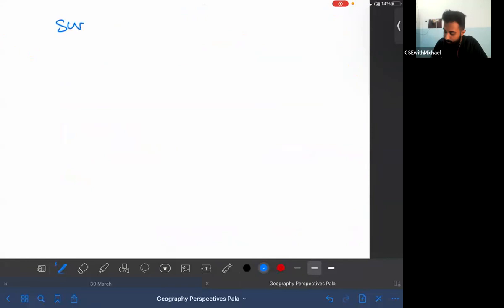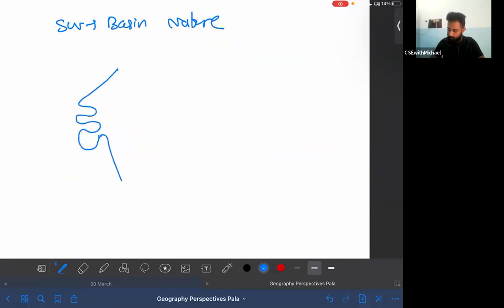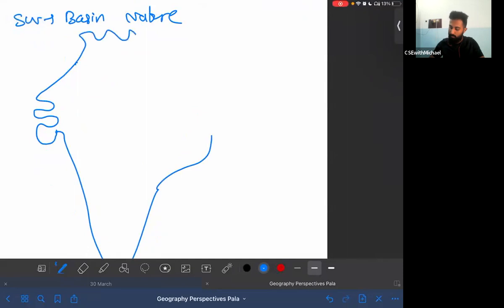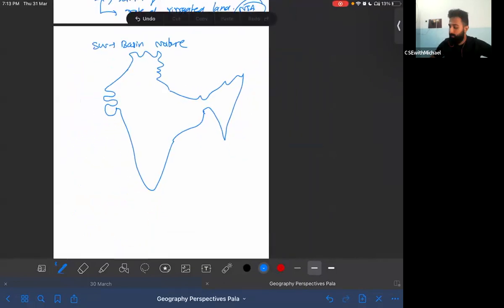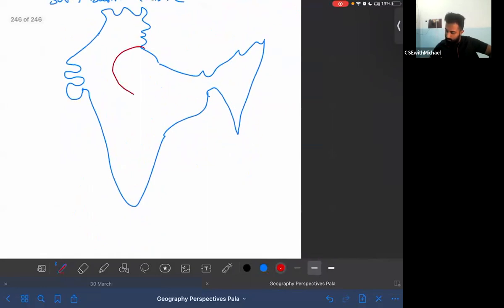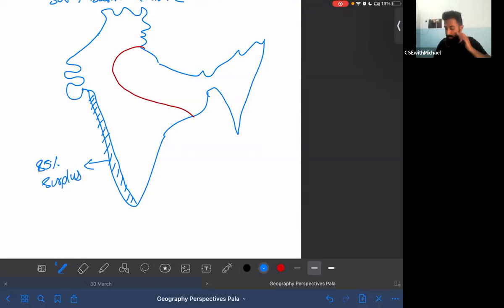If you look at the nature of surface water basins, mostly you would see, first of all, let's draw them. If you look at the map, we can divide it into the rate at which the water is utilized. So if you look at the Himalayan first, on the other hand, you have the peninsula, the western, very low. Only 85% about surplus water is found here. Very low utilization of water resources that is available.